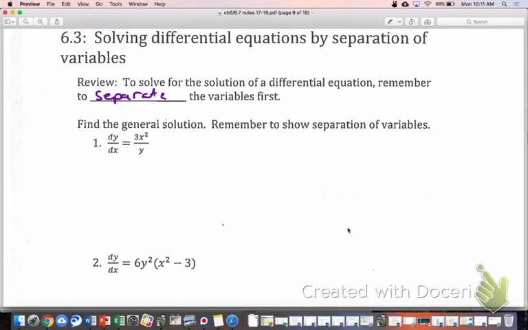Okay, step number 1 for number 1. Any volunteers as far as what you think this should look like with the separation of variables?